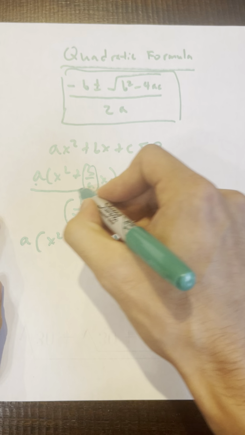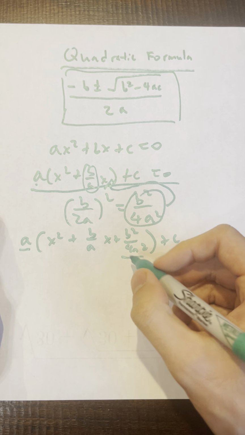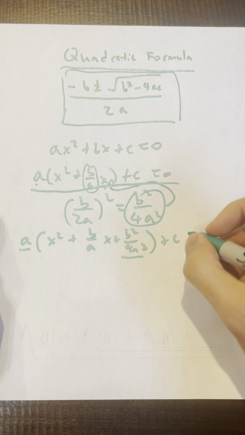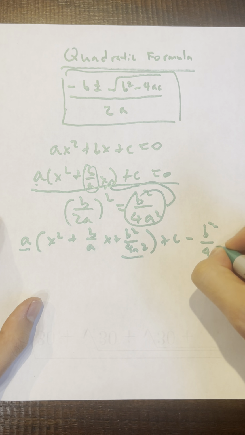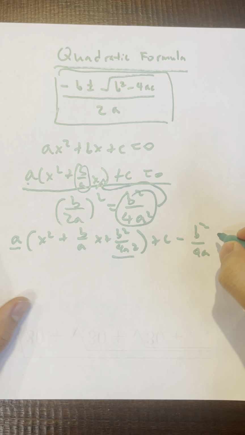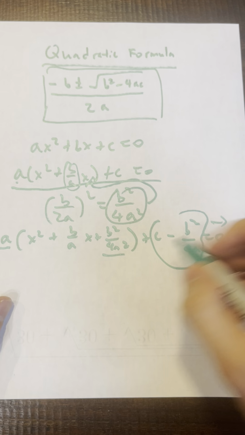But I don't want to change the value of this, so I need to subtract however much I added just now. So a times this is equal to b squared over 4a. So I just subtracted it back. Okay, and this is equal to 0. Let's move all this to this side.